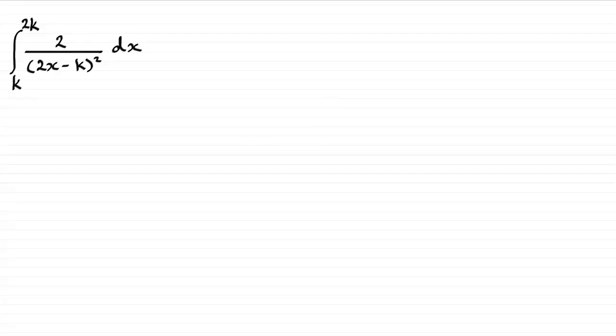So for this question, we're asked to integrate 2 all over 2x minus k all squared. We're integrating it with respect to x with limits that go from x equals k to x equals 2k. So how do we do something like this? Well, we should be familiar with this particular form of integral.